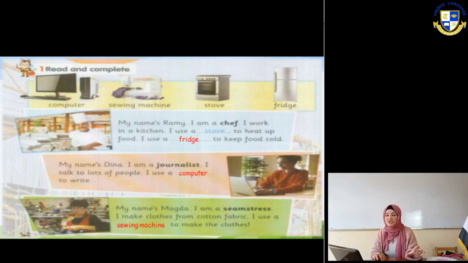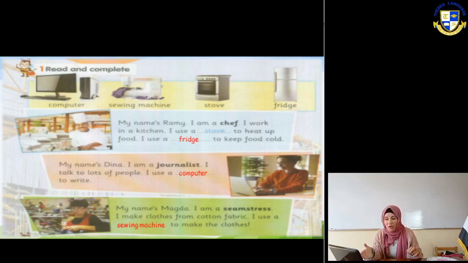The first picture, it's a computer. The second picture is a sewing machine. Picture number 3, it's a stove. Then we have a fridge.